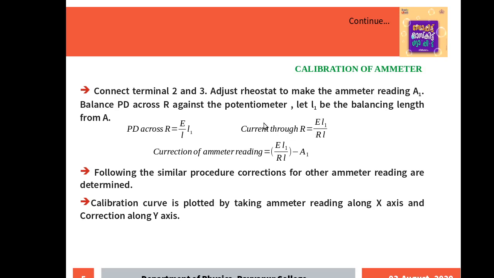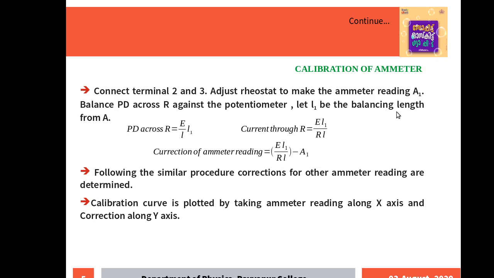So how do we get the correction to the ammeter reading? We take the current from the potentiometer reading, EL1 divided by RL, minus A1, where A1 is the reading of the ammeter. If the reading of the ammeter is correct, this value will give us 0. If there is any difference, we will get that difference. Usually in the case of an ammeter or voltmeter, in the low range the reading sometimes shows greater than the actual value. So we will get a negative value.